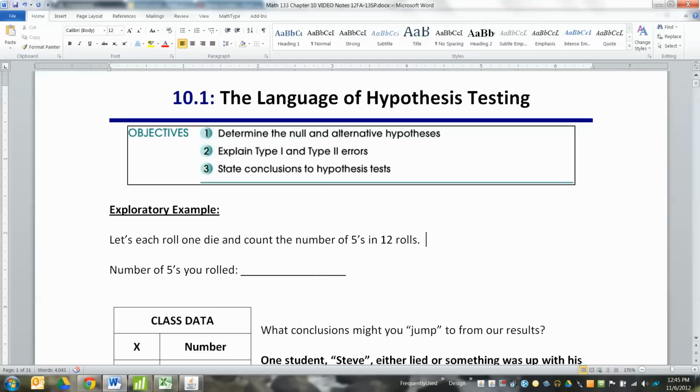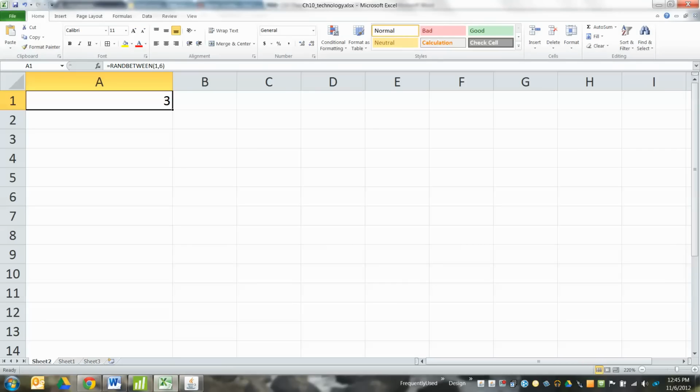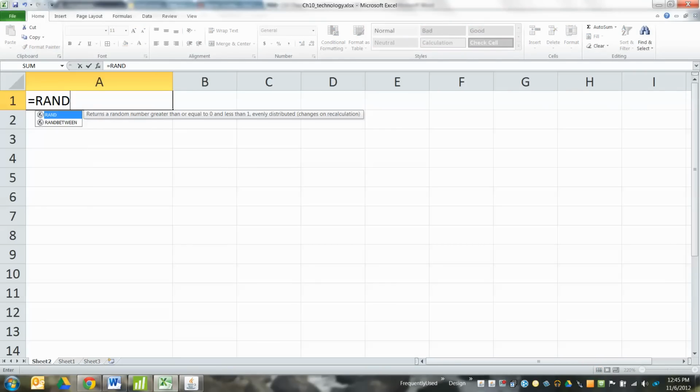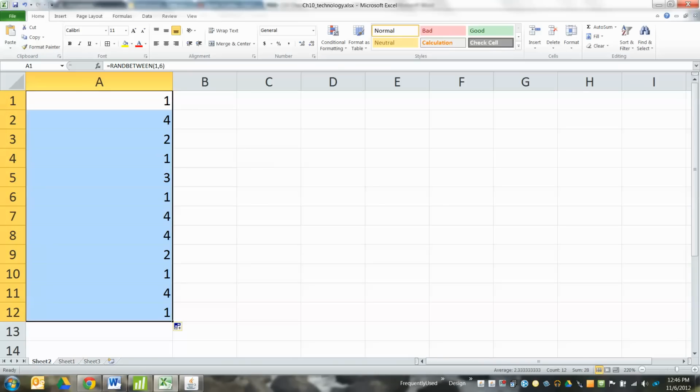All right, now before we get into the process of hypothesis testing, we have to learn how to set up several things. So the first thing we're going to do is talk about the base theory of what's going on. So let's suppose you're in a classroom full of students and everybody rolls a die and counts how many 5s there are in 12 rolls. Okay, so I'm going to simulate this right now with my lovely RANDBETWEEN function. I want to choose between 1 and 6 because I'm going to assume this is a 6-sided die. There are lots of ways to do this, but this is just how I'm going to do it. And there we go. And you can count how many 5s there are in any particular sample.